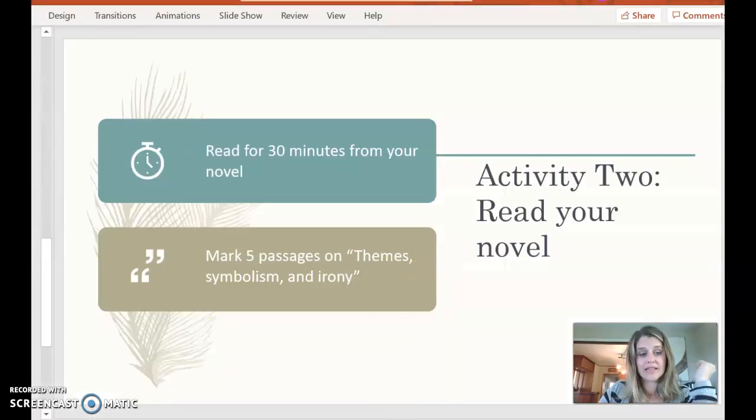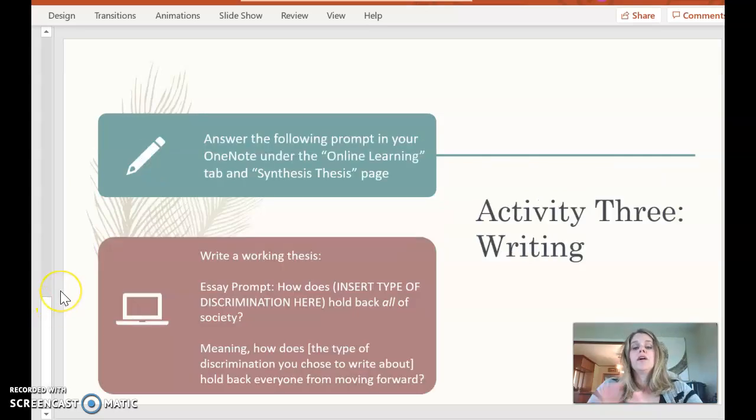All right, finally, the last activity will be working on a thesis for your essay. So you thought about a topic that you wanted to write for your synthesis essay. If we're looking at discrimination, did you want to write about racism, about sexism, about bigotry? Did you want to focus on anti-Semitism, around people in this nation who are Jewish? Any topic that you wanted to focus on that deals with discrimination is fine.